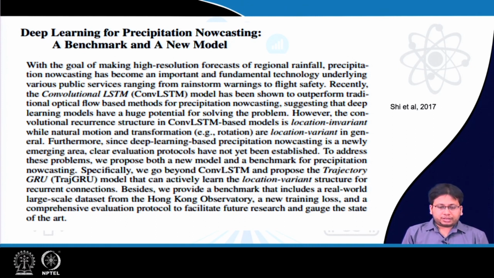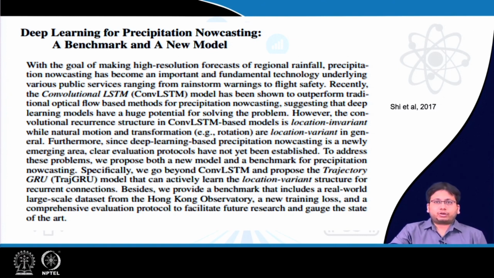Furthermore, since deep learning based precipitation nowcasting is a newly emerging area, clear evaluation protocols have not been established. To address these problems, we propose both a new model and a benchmark for precipitation nowcasting. Specifically, we go beyond convolutional LSTM and propose the TrajGRU model that can actively learn the location variant structure for recurrent connections. Besides, we provide a benchmark that includes a real world large scale dataset from the Hong Kong Observatory, a new training loss, and a comprehensive evaluation protocol to facilitate future research and gauge the state of the art.